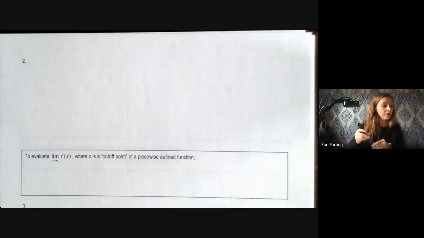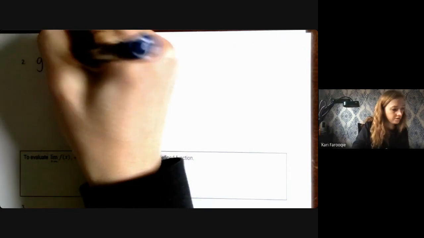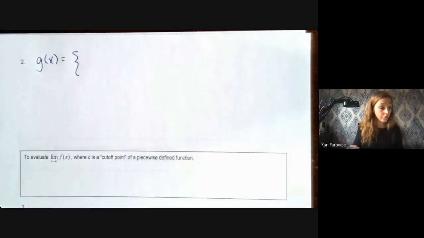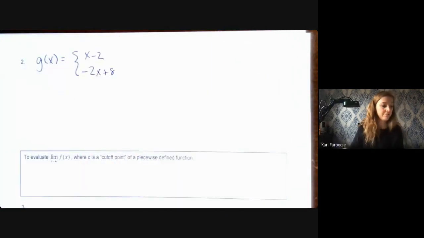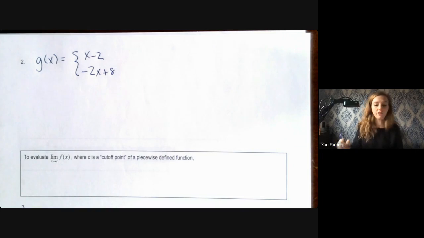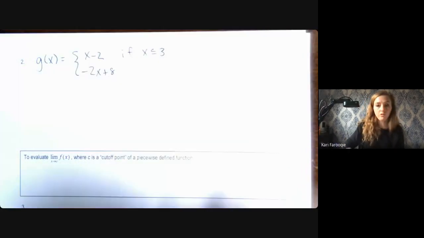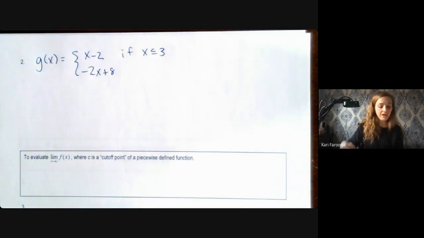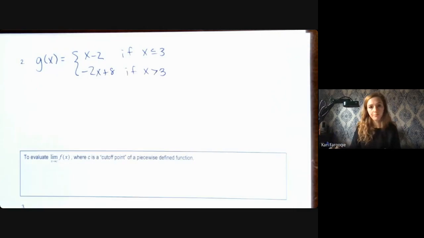Got it. So the next one will be a piecewise function. This is going to be g of x equals, the first definition is going to be x minus 2. The second definition is negative 2x plus 8. Now, for the first definition, that's going to be true if x is less than or equal to 3. And for the second definition, this will be true if x is greater than 3.